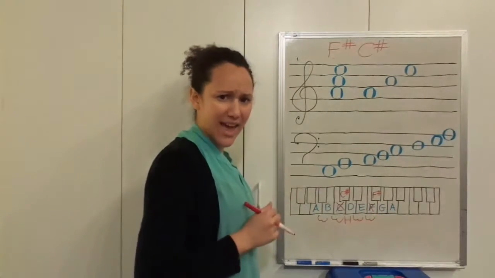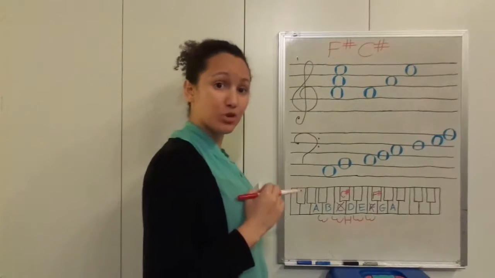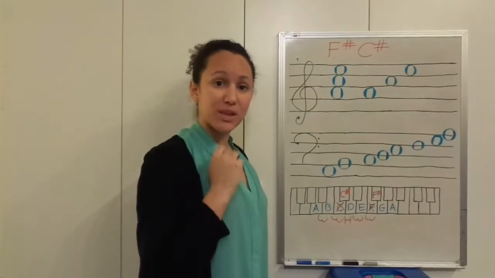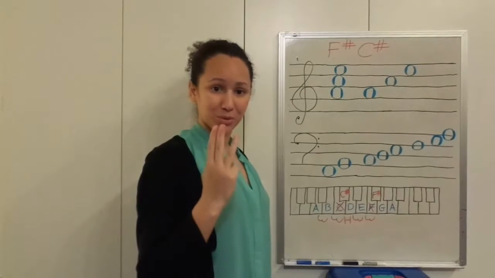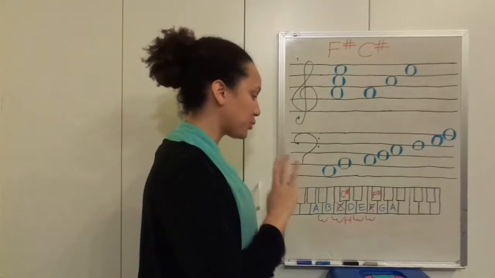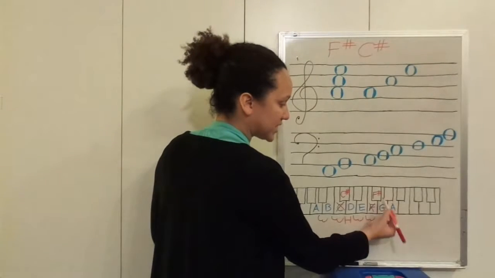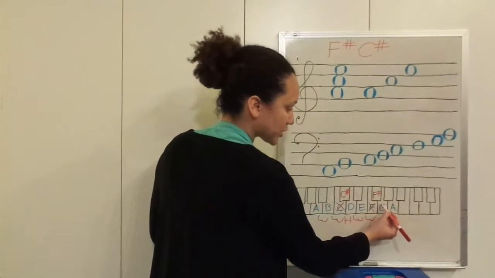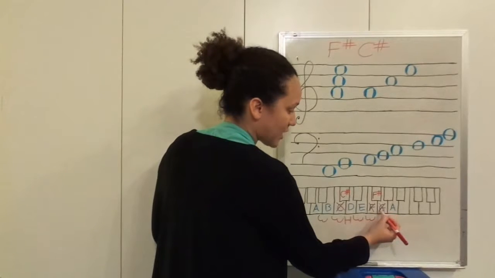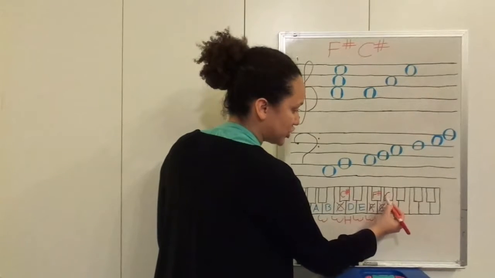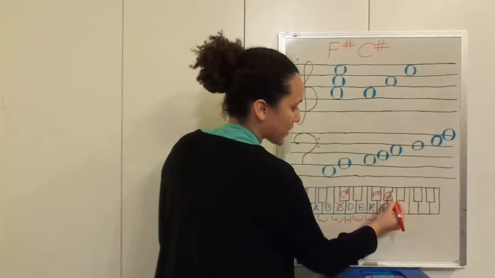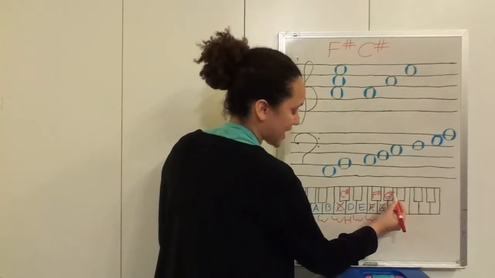Now we don't want a half step here. Again, the major pattern is whole step, half step, whole step, half step. So we need 3 whole steps in a row. 1, 2, and 3. But this is a half step. So we're going to cross out the G, and we're going to raise the G to be G sharp. So that will give us our major sound.